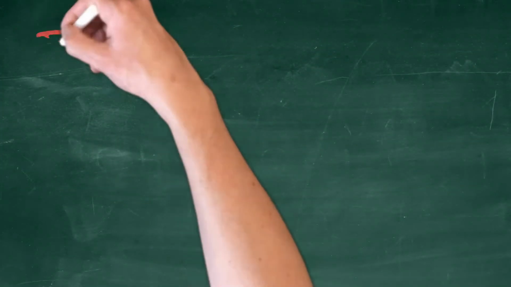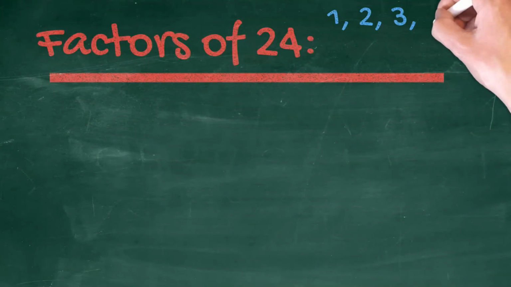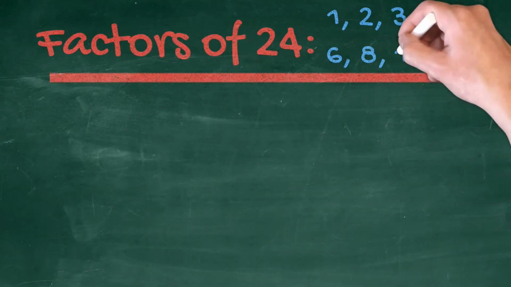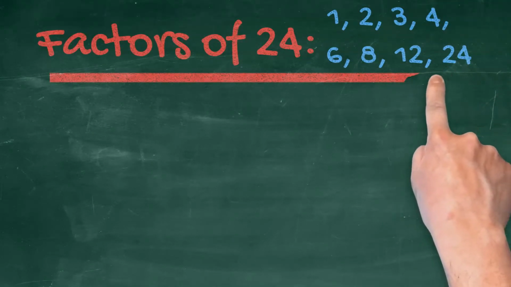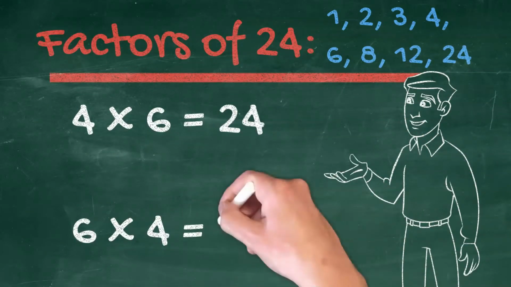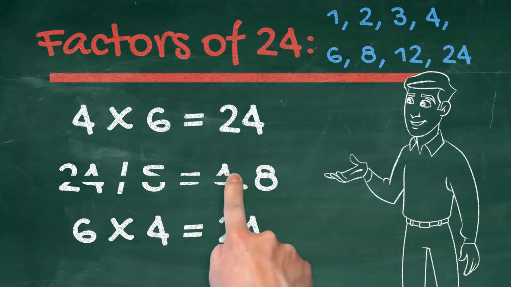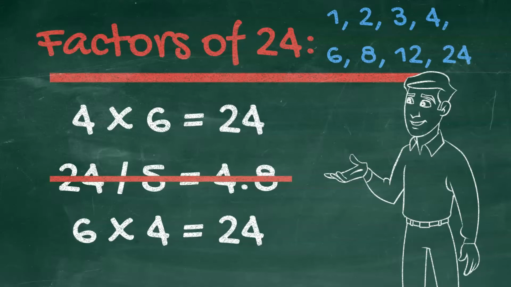We identified earlier the factors of 24: 1, 2, 3, 4, 6, 8, 12, and 24. Another form of matching factors is 4 times 6 and 6 times 4. So when we found that 4 times 6 equals 24, and 5 was not a factor of 24, and then the next pair of factors is 6 times 4, which is the same thing as 4 times 6, we knew that we had identified all of the factors. You can stop checking now.